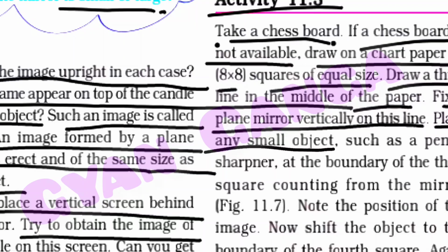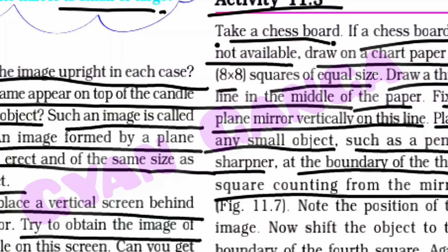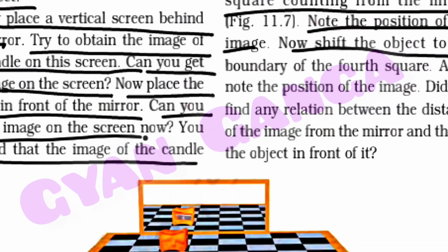Place any small object such as a pencil or sharpener at the boundary of the third square counting from the mirror. Note the position of the image. Now shift the object to the boundary of the fourth square. Again, note the position of the image.